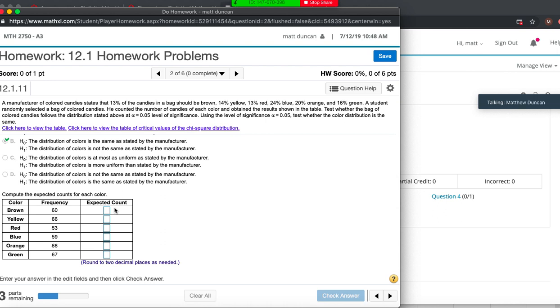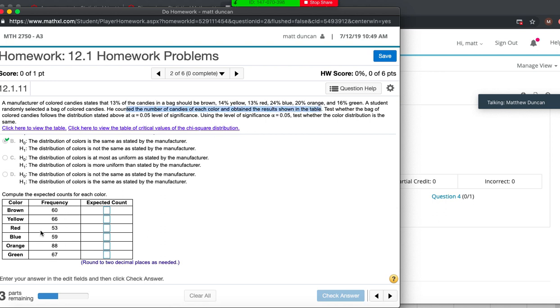Okay. So all of this is going to be a relative frequency of each category. The first thing I'm going to do, so the numbers that you're seeing here, is compute the expected counts for each color. So I'm assuming, oh yeah, he counted the number of candies for each color obtained in the results in the table.